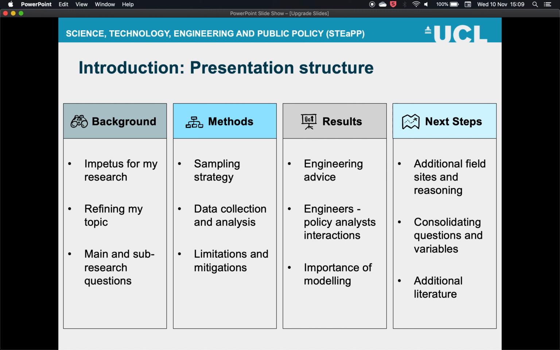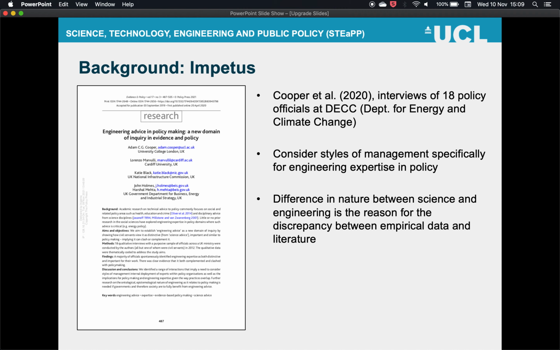The very end of the presentation, instead of a conclusion, I will talk about the next steps for my research and the rest of my PhD, so additional field sites, the reasoning behind that, and how I aim to consolidate my questions and the variables that I picked up on, as well as the additional literature I will draw on. So hopefully all of this makes sense, and I will jump straight into the first part of the presentation.